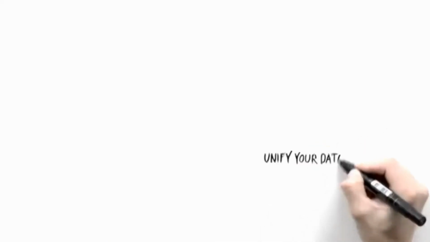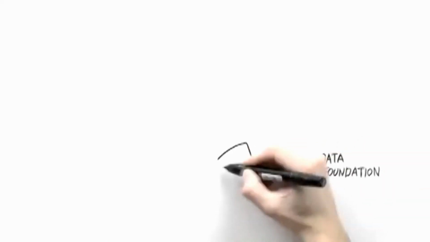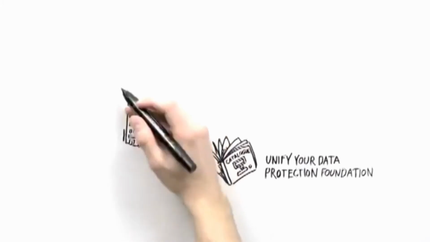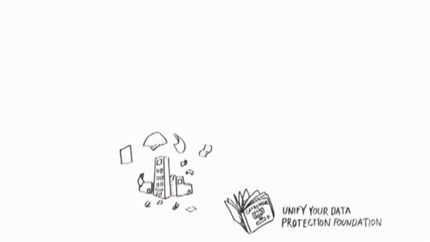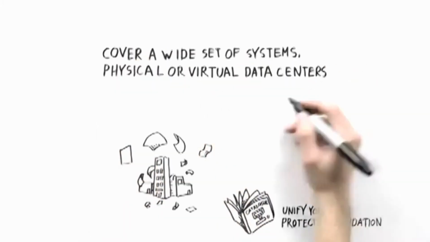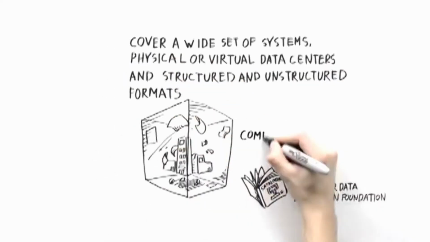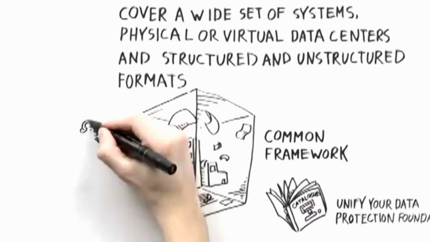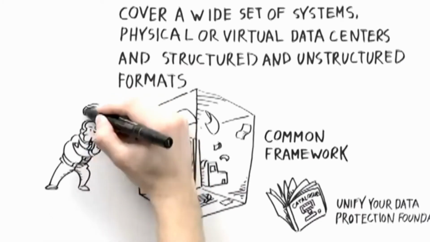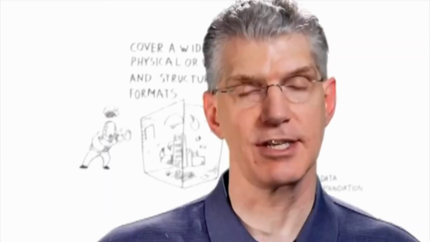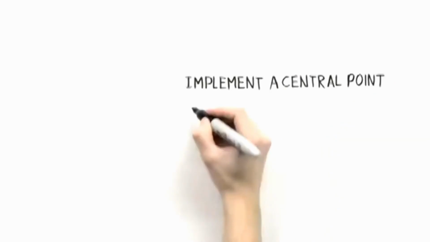These 3 principles are: unify your data protection foundation. Pick technologies that can cover a wide set of systems, physical or virtual data centers, and structured or unstructured formats. This will not only establish a common framework for your data protection strategy, but you can enforce rules and policies consistently.